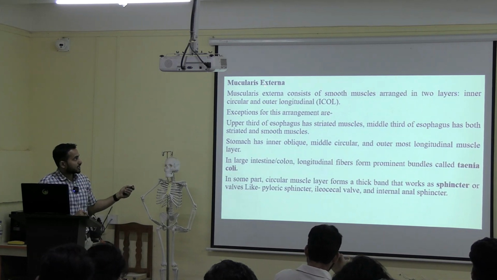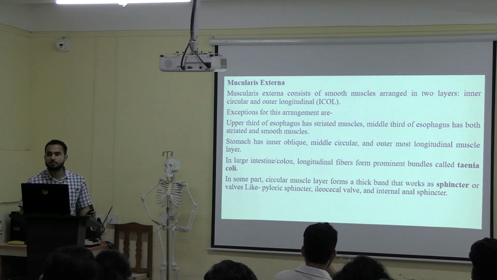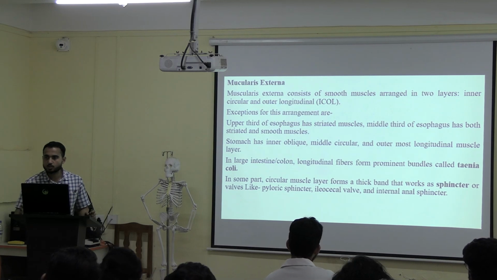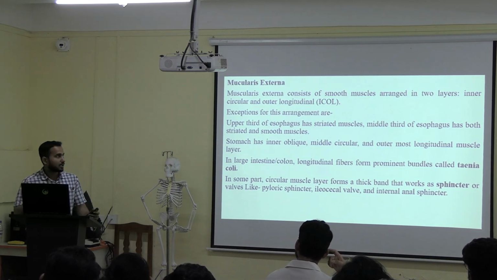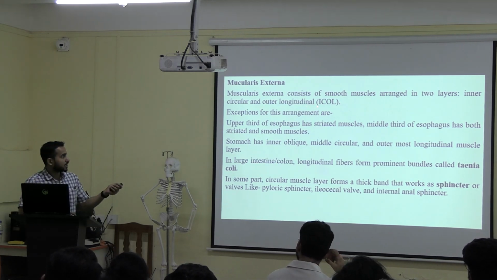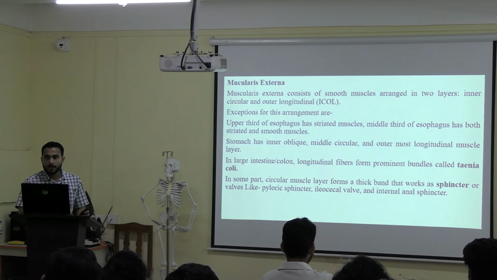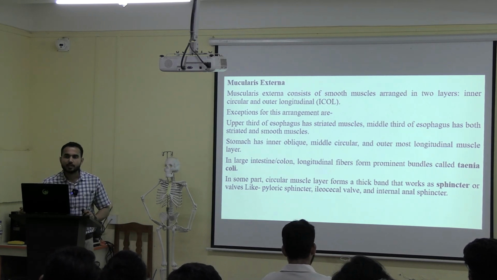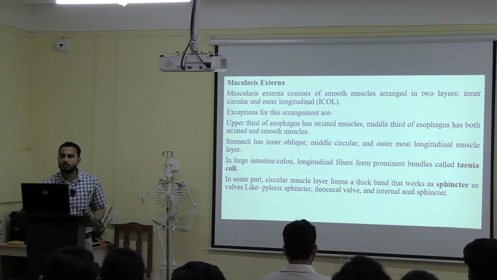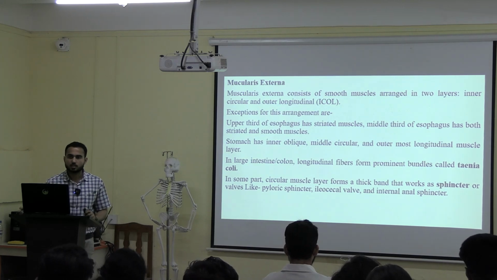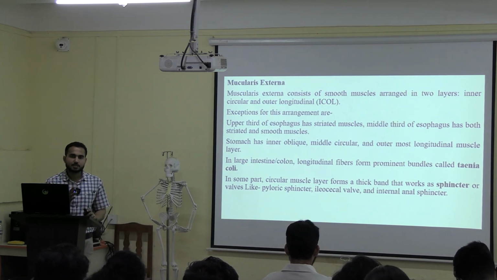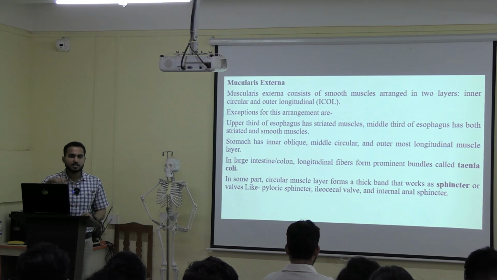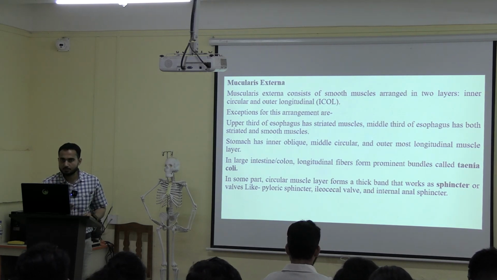Next, muscularis externa. The muscularis externa is mainly made up of smooth muscle cells. Two distinct layers are there, as you can see, inner circular and outer longitudinal layer. But there are some exceptions. The exception is present in the case of the esophagus. As I said, the length of the esophagus is approximately 25 centimeters.